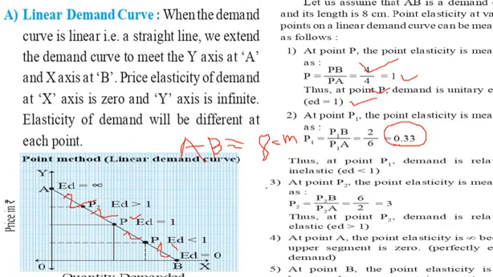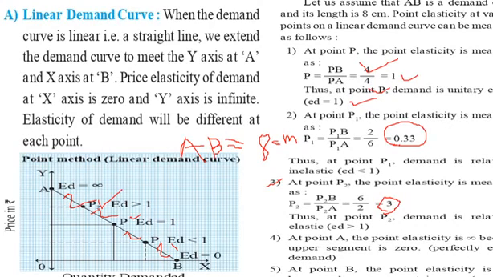Next, in case third, at point P2, the point elasticity is measured as P2B divided by P2A. P2B means this portion, 2 plus 2 plus 2 is equal to 6, divided by P2A, this portion, 2. So 6 upon 2 is equal to 3. So elasticity is greater than 1, or relatively elastic.